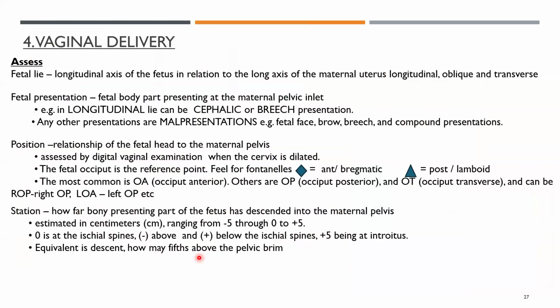Next is the station. To understand the station, you want to know how far the bony presenting part of the fetus has descended into the maternal pelvis. We normally grade it as 0 to 5, with 0 being at the level of the ischial spines. Anything less than that is now 1 out of 5, 2 out of 5, 3 out of 5, 4 out of 5, 5 out of 5. The equivalent of descent is how many fifths above the pelvic brim. So how much of this baby has gone down? That's basically descent.